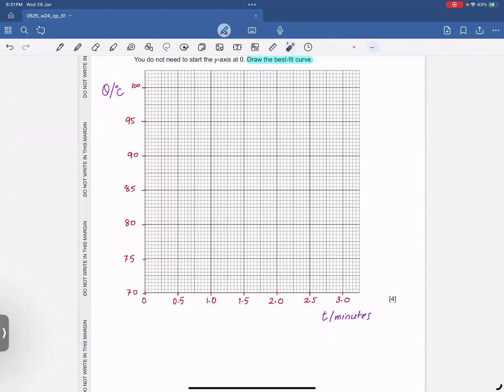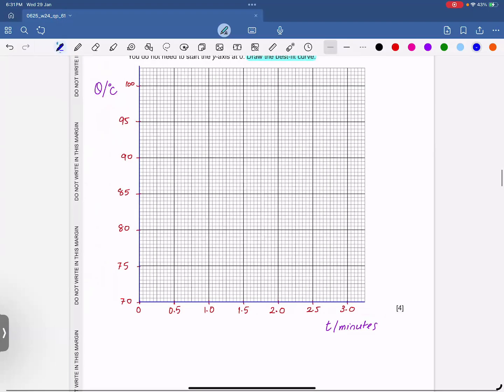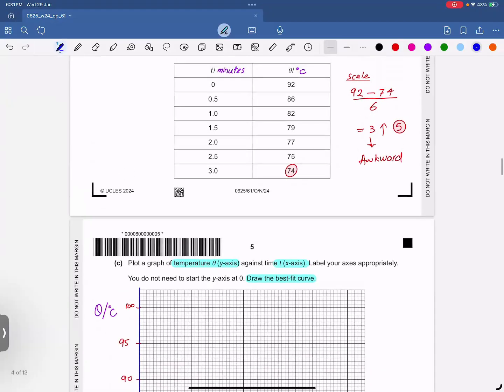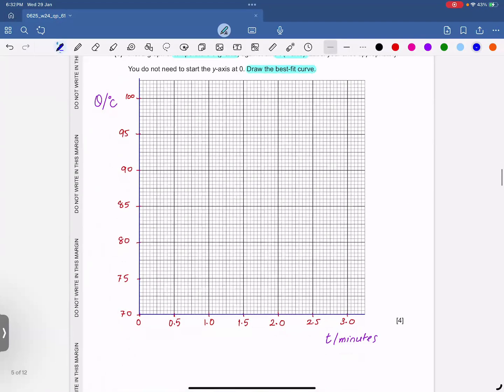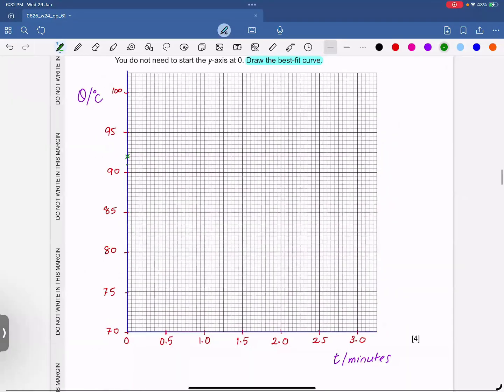Okay. So now let's plot the points. I forgot to label the axes. Both axes should be drawn like that, the way I'm doing. Y-axis, x-axis. The axes are drawn now. Okay. Now let's plot the points. I suggest you to do crosses instead of dots. So first one is 0 and 92. 0, 92.